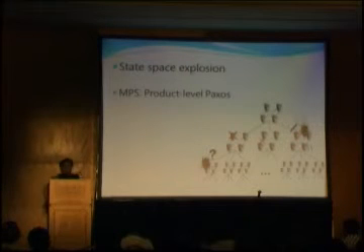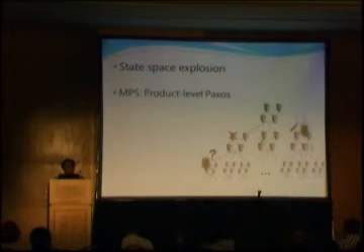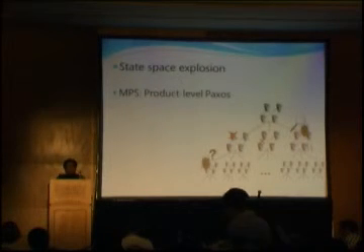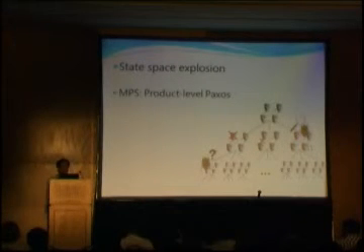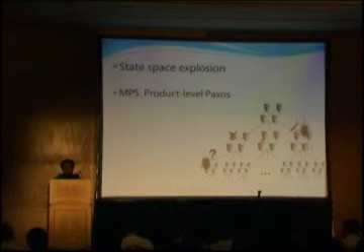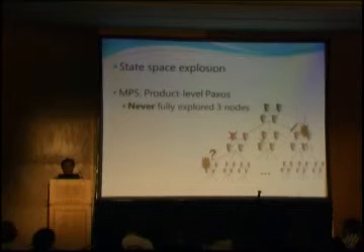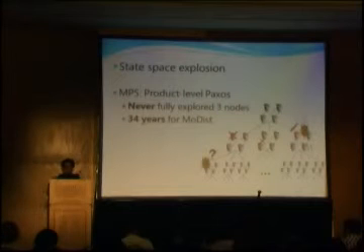We model checked MPS with a small configuration of three distributed nodes, and we bounded the system state with a meaningful logical state space bound that we believe still allows us to exercise most of the logic of the Paxos protocol. However, we have never fully explored MPS with three nodes under this logical bound. We estimated that it would take 34 years to finish this exploration using MODIST, so clearly we cannot afford to wait that long.